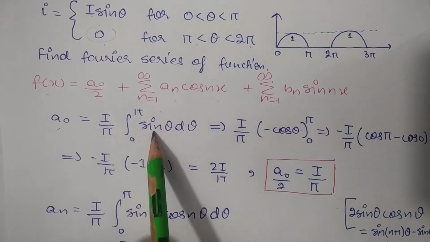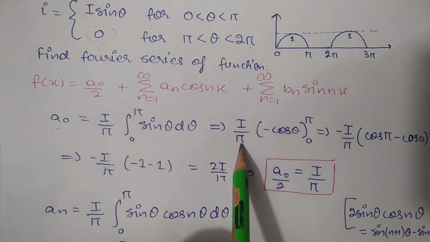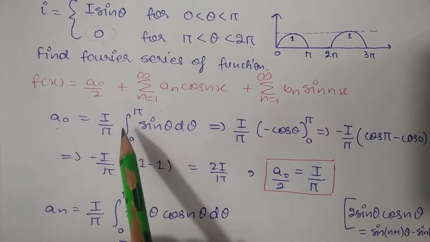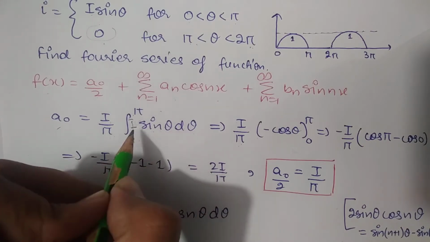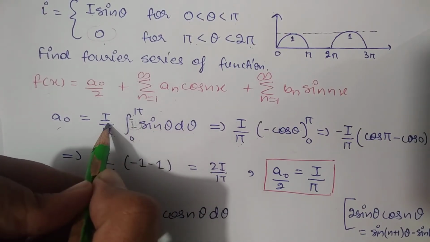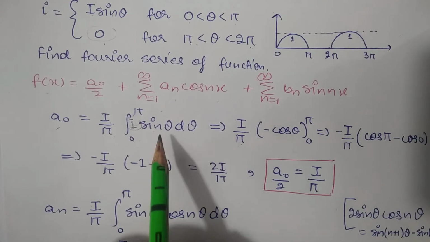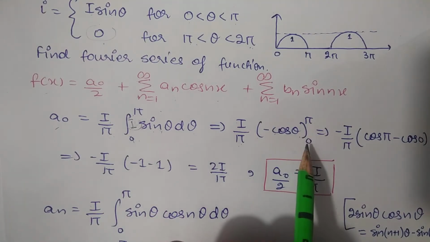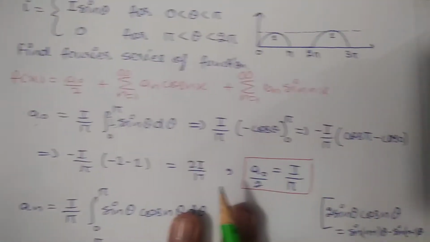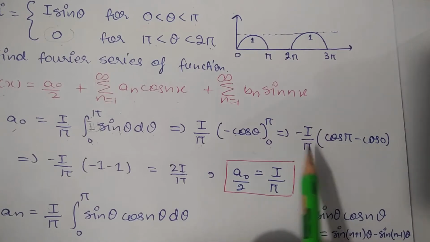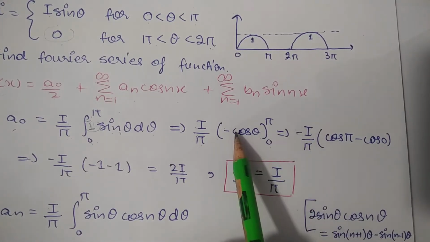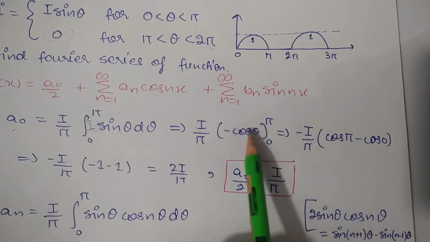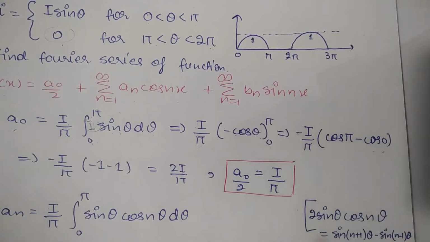So here, integral from 0 to pi of I sin theta d theta. I by pi I will put outside because I is a constant term, that is the function I sin theta d theta. So from here I will take I outside common, and the integration of sin theta is minus cos theta, and putting the limits from 0 to pi we will get minus I by pi, minus I am taking outside also, so this minus will be there only, and inside cos pi and cos 0, so this value will be like that.